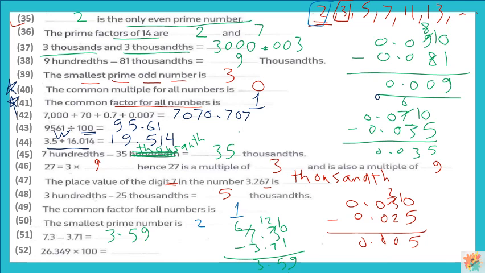5.2 times 10 to the power of... When we do multiply, move the decimal point to the right. So move 2 places to the right. So it will be 26 and 34.9. My dear, focus on multiplying by 10 or 100: move to the right. When you divide, move to the left.